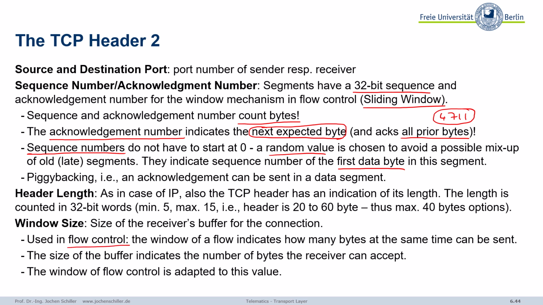And this window indicates how many bytes the receiver can accept. And this tells the sender how many bytes may I send at the same time without overloading the receiver. So that's the idea. So this reflects the buffer size on receiver side. And the flow control now uses, as I will show you, this window size to adapt the maximum number of bytes I can send. This is also influenced by another window, as I will explain. It's not only this window.